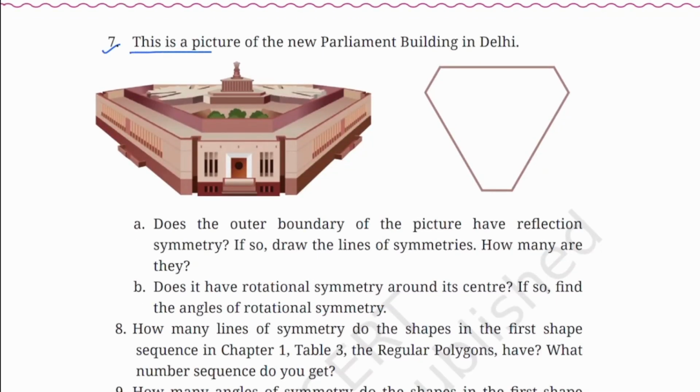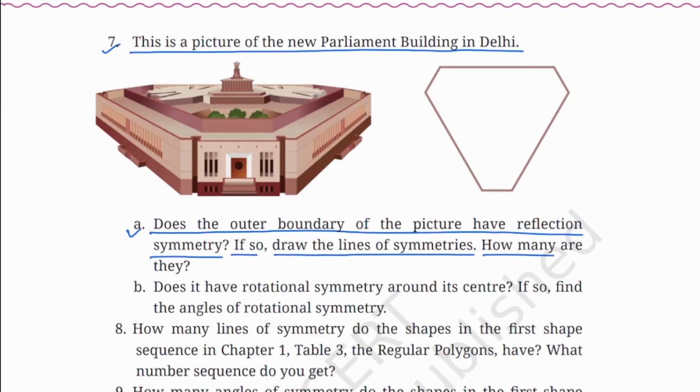7. This is a picture of the new parliament building in Delhi. A. Does the outer boundary of the picture have reflection symmetry? If so, draw the lines of symmetry. How many are they? One line of symmetry like this, 2 and 3. The answer is it has 3 lines of symmetry.